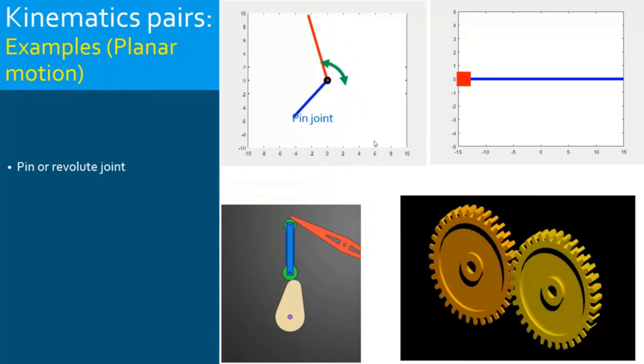So the two rotations are completely independent of each other. This is a degree of freedom. Now, the translations are blocked, so no link can move or translate relative to the other one.